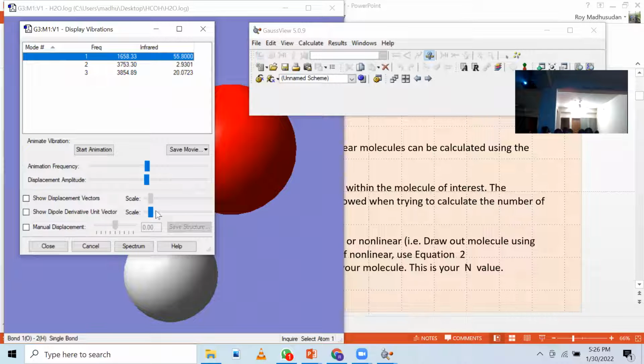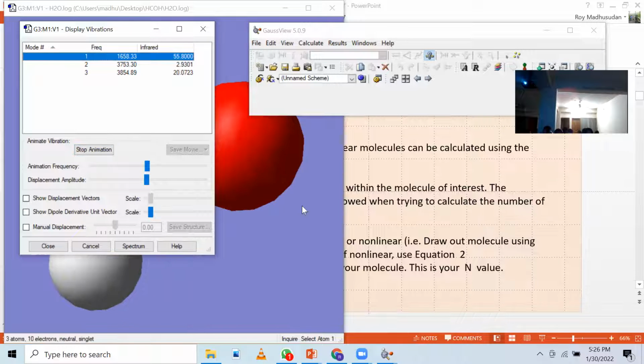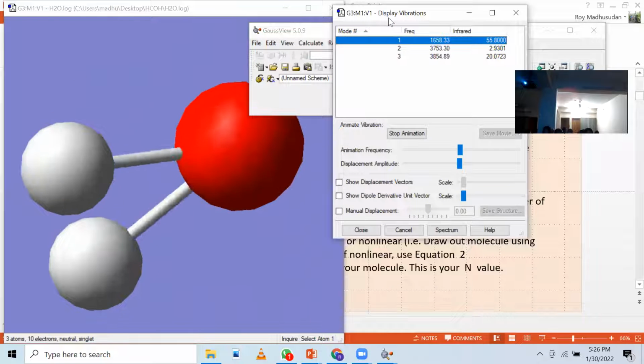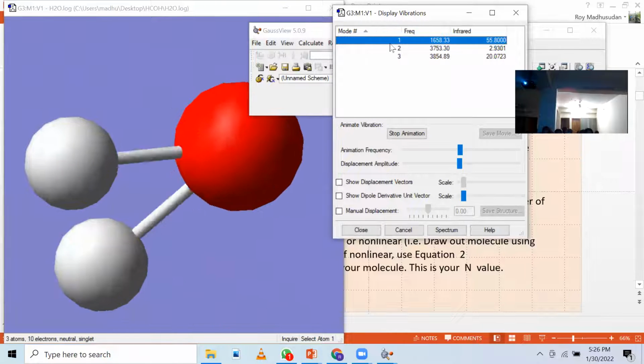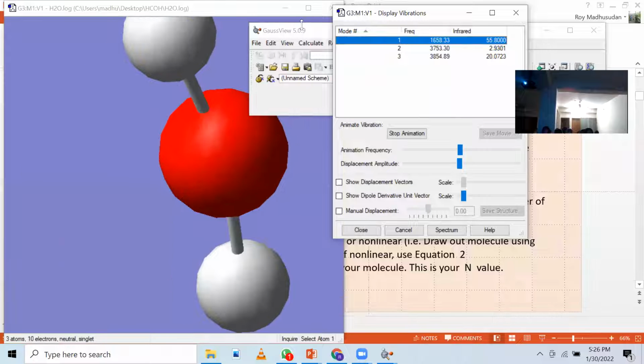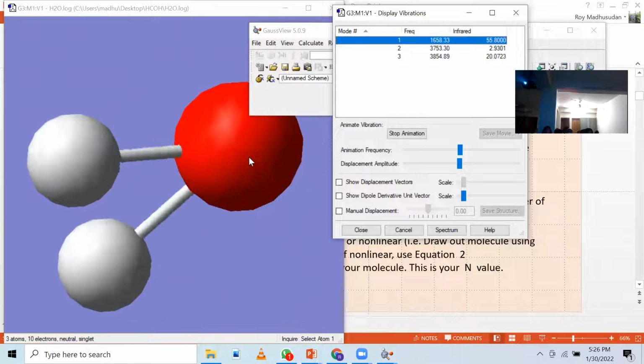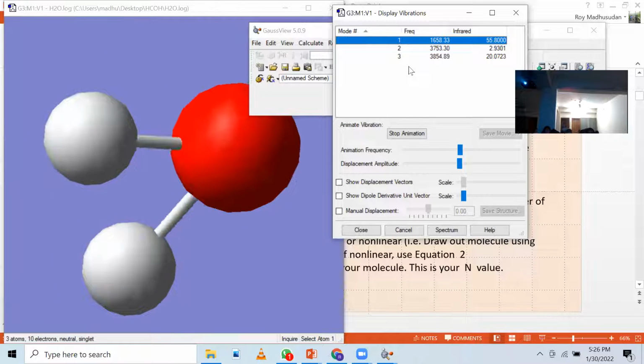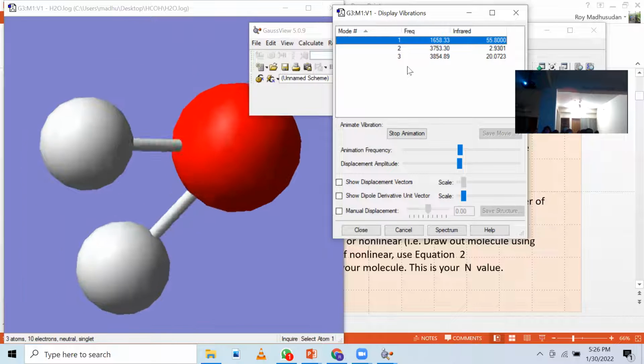So just start. If I see, it is dancing, is it? So these are the modes of vibration. One mode. This is bending. What I have shown this way, and I can tell you how much energy it will absorb.